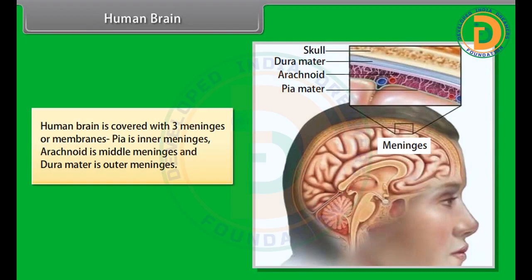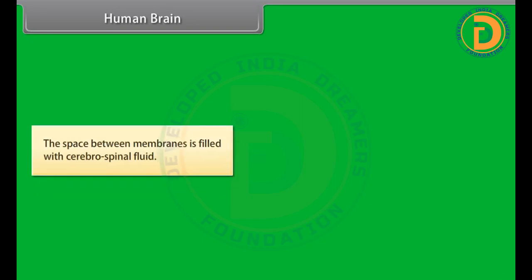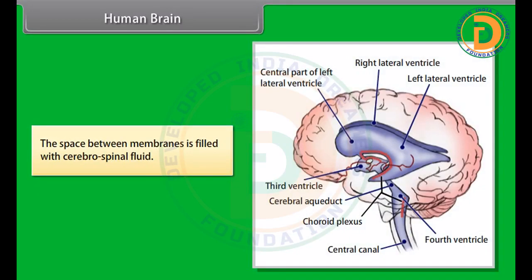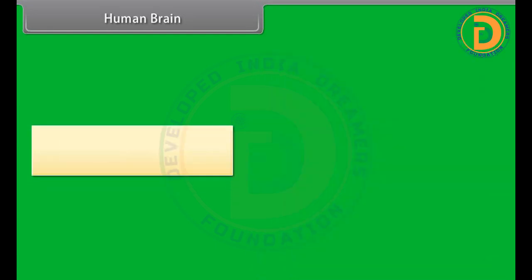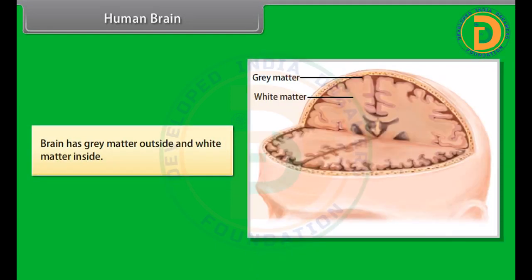Human brain is covered with three meninges or membranes. Pia is the inner meninges, arachnoid is the middle meninges, and dura mater is the outer meninges. The space between membranes is filled with cerebrospinal fluid. Brain has gray matter outside and white matter inside.